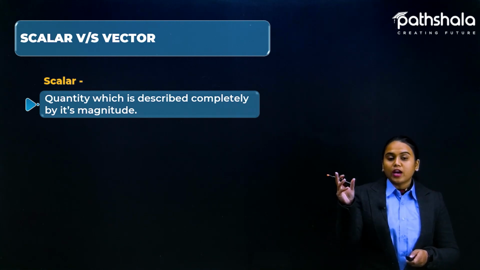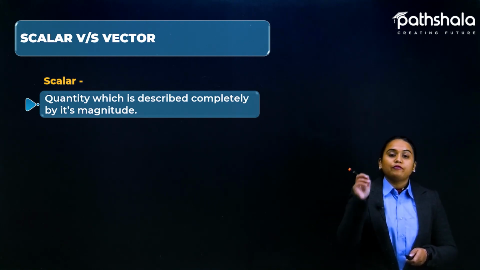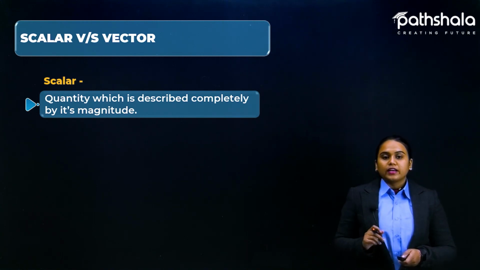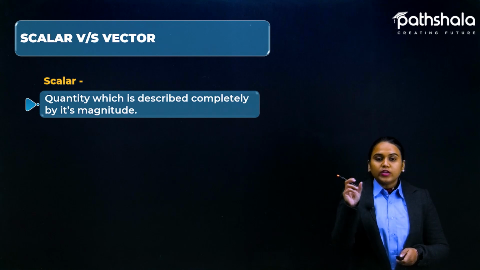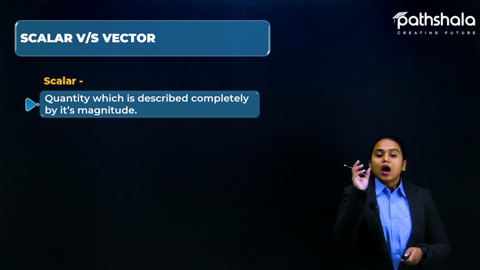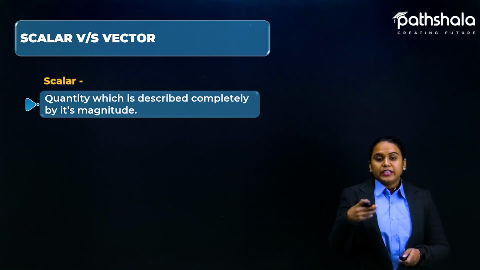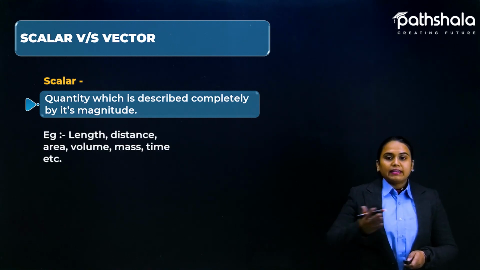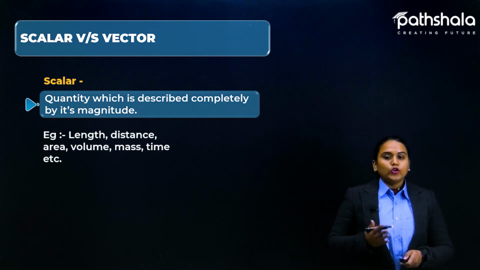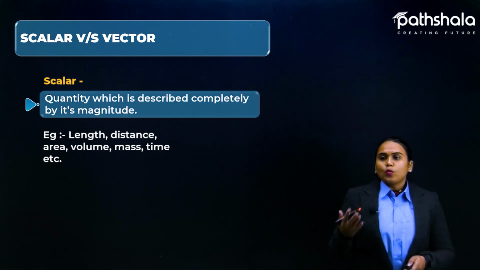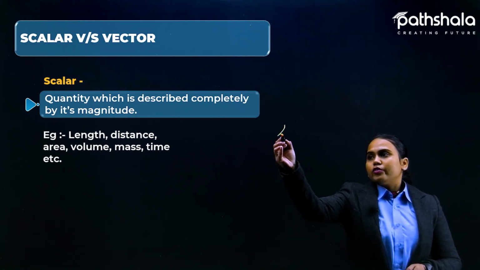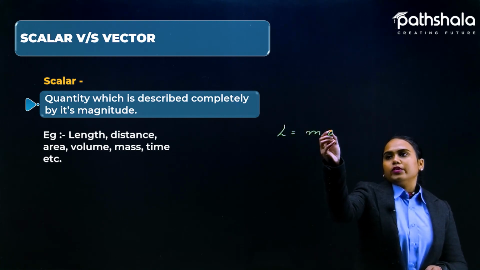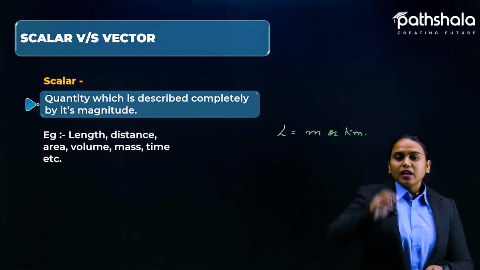What is magnitude? You might have heard it in the force and pressure chapter also. Magnitude is actually the particular value according to which we can measure anything, like length, distance, area, volume, mass, time, etc. We have different measuring units for these. Length can be measured in meters or kilometers, right?